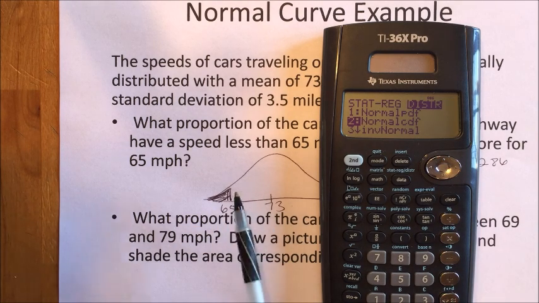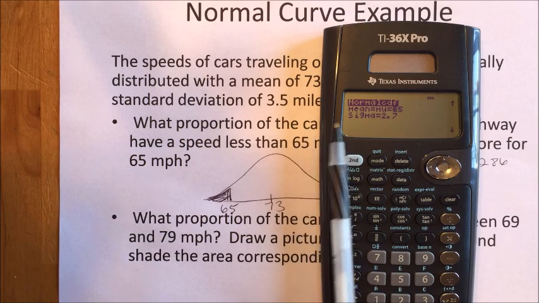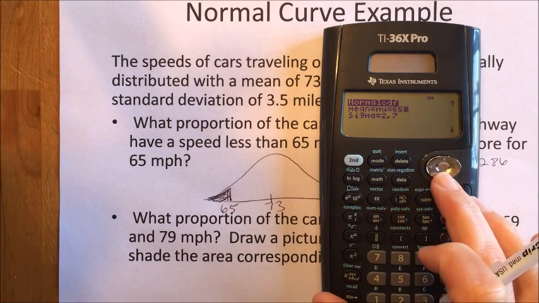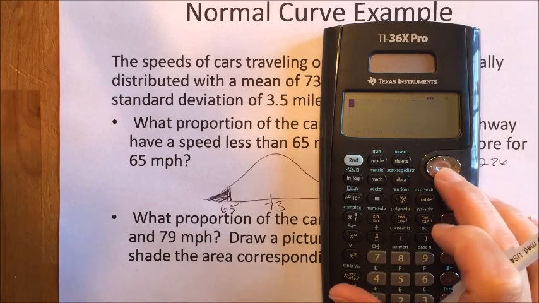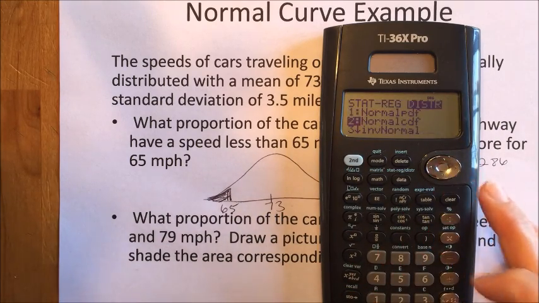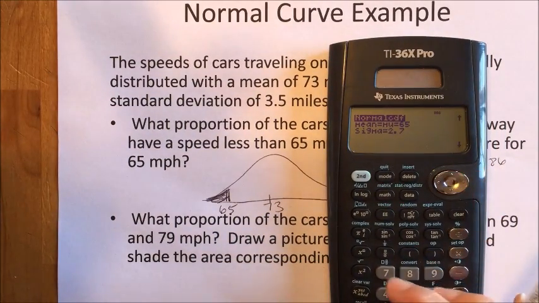Some software that you use will give you left tail areas under the curve only, so you just give it one x value and it gives you the left tail area. But the TIs take an interval, so you'll give it a lower bound and an upper bound. When I press normal CDF, a menu comes up asking me for the mean. Our mean was 73, and our standard deviation was 3.5.